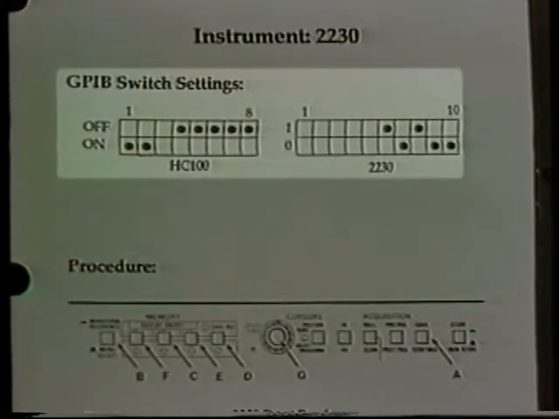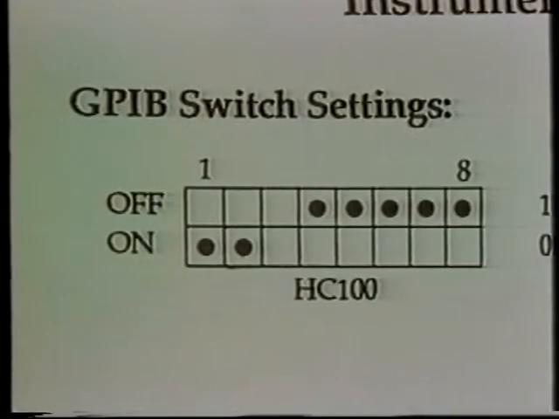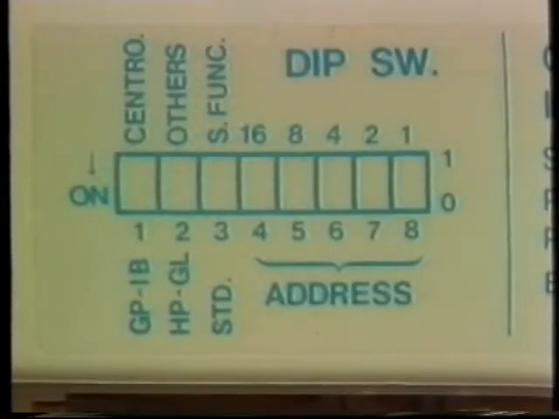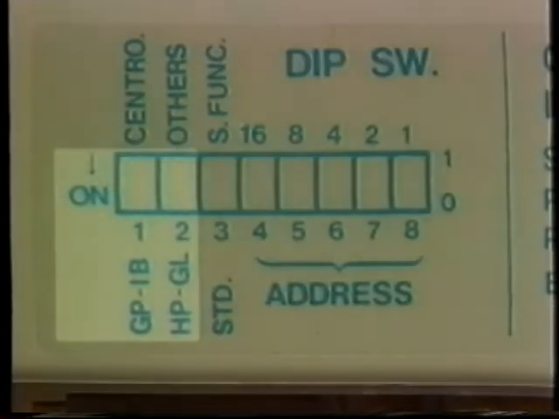The switch map will show the on or off, or 0 and 1 positions of each required switch. The HC100 setup map for interfacing with the 2230 indicates that the first 2 switches must be in the on or selected position. The HC100 will be set up first. The first 2 switches must be in the selected or down position according to the information decal on the cover.